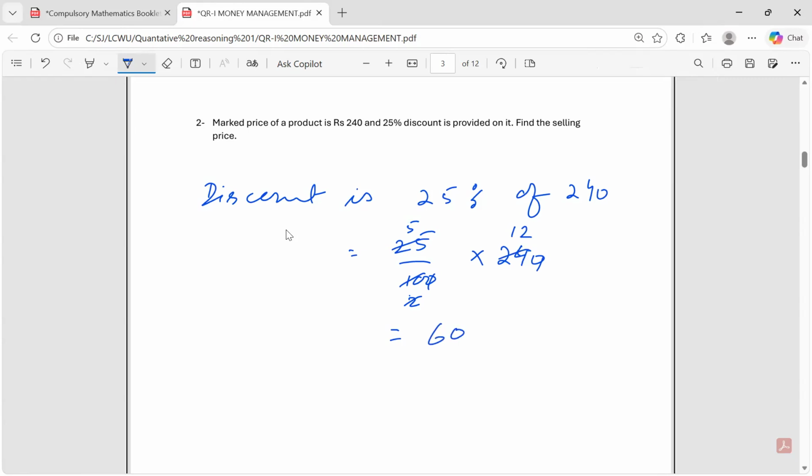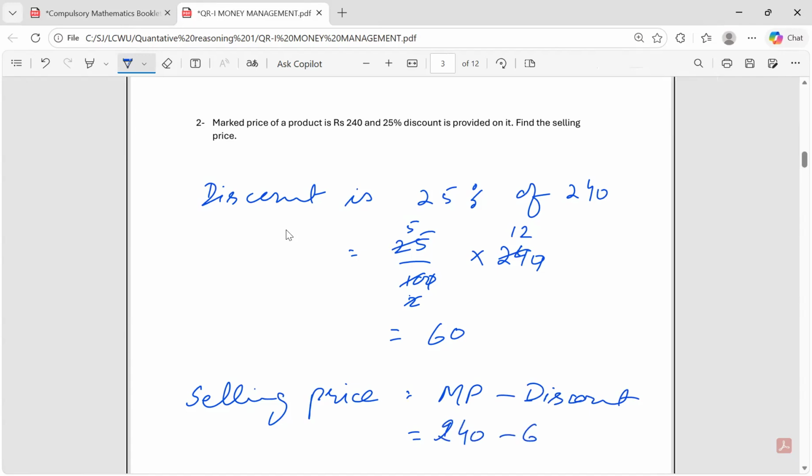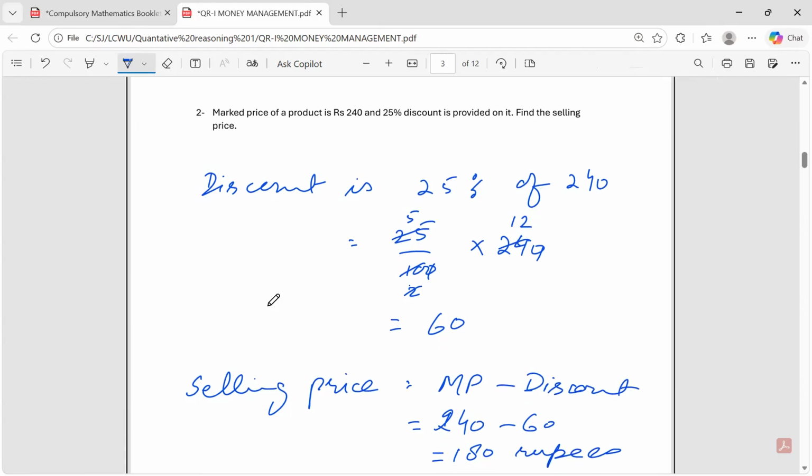So the selling price is simply the difference of the mark price and the discount. If you subtract the discount from the mark price, you will get the selling price, that is 240 minus 60 equals 180 rupees. So that's it. That was all for question 2.